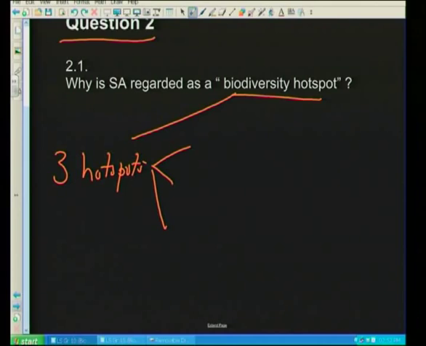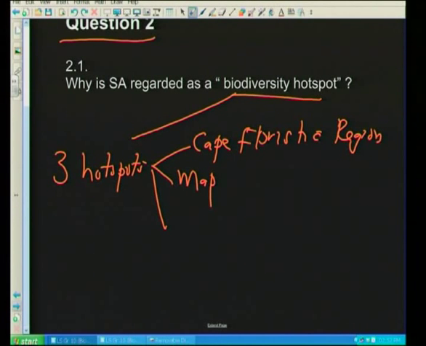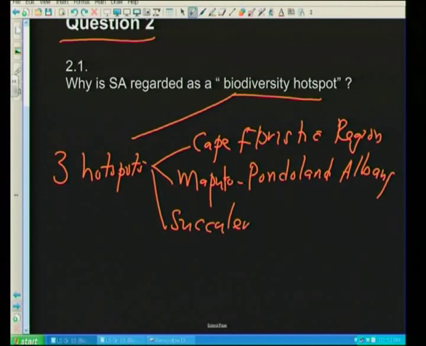And that is your Cape Floristic region, that is in the Western Cape. Then you have your Maputaland, Pondoland, Albany, and you have the Succulent Karoo.